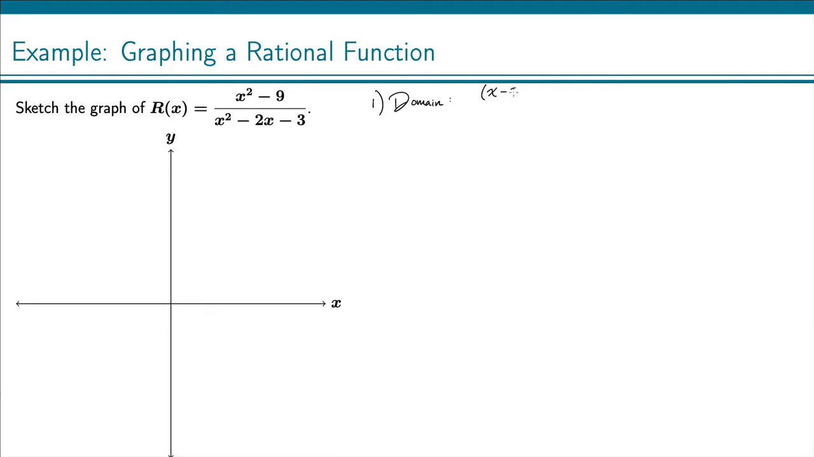So the numerator is a difference of squares. That's x minus 3 and x plus 3. In the denominator, we factor that, and we get x minus 3 times x plus 1.